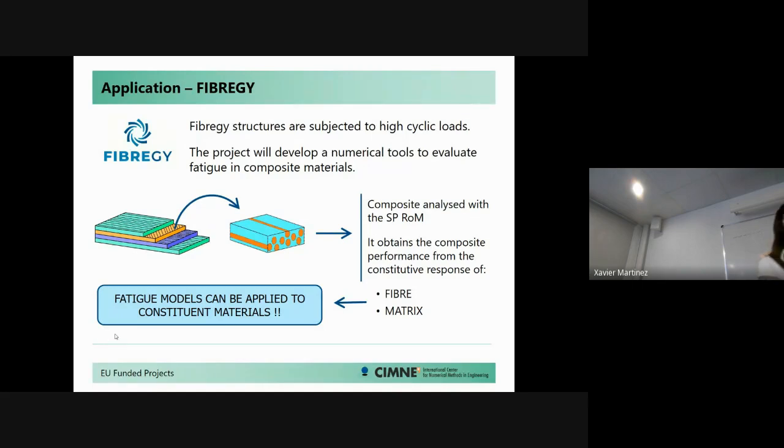We want to simulate them, and we want to assess their fatigue performance by using these models that I've shown before at constituent level. So we use it for the fiber, we use it for the matrix. We can even use it for the whole lamina if we propose, and then analyze the stacking behavior for the composite using some other theories such as the rule of mixtures, for instance.